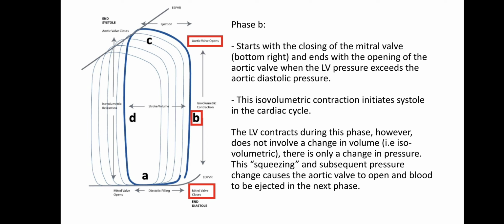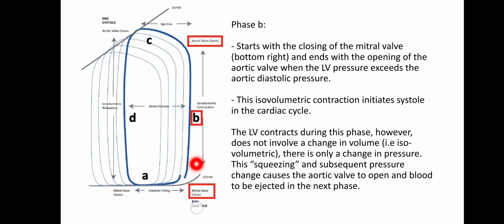After the end diastole, phase B starts. That starts with closing of the mitral valve and ends with the opening of the aortic valve. This is the isovolumetric contraction phase. The LV contracts during this phase, but there is no change in the volume. So there will be no deviation horizontally as there is no change in the volume, but there will be an increase in the pressure vertically as the pressure is shown on the y-axis. So the pressure rises, but there is no change in the volume. There is only change in the pressure at this point.